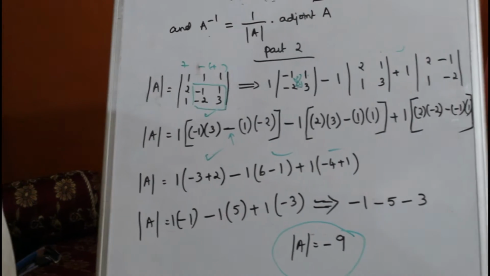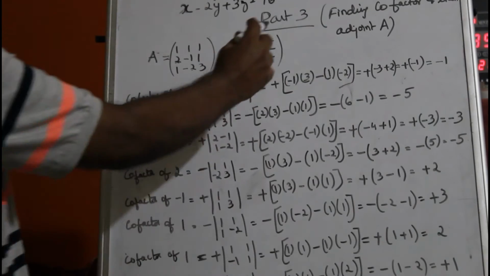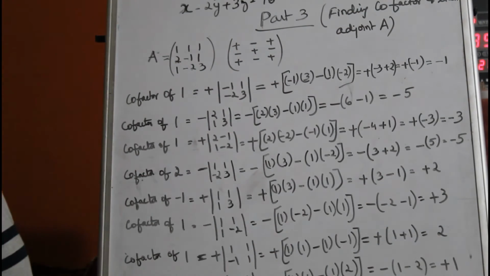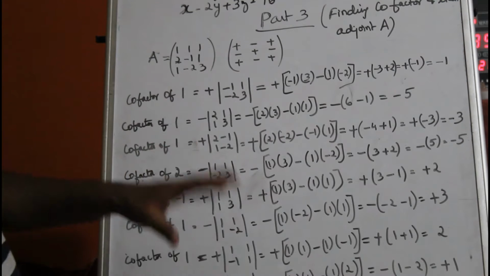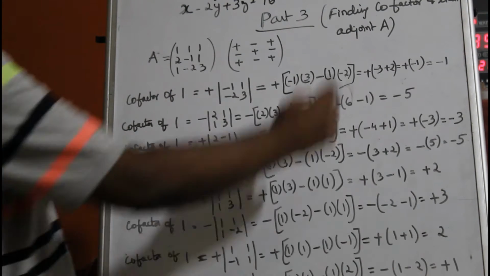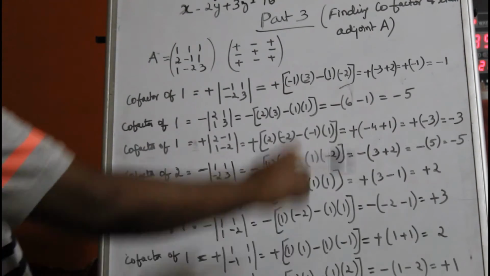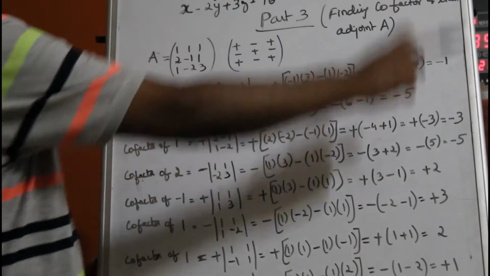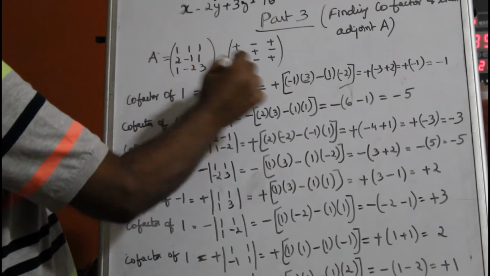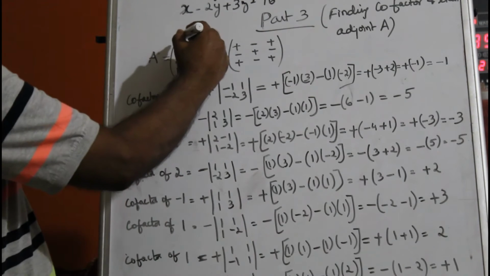Next you must do adjoint A. That is called part 3, a very lengthy process you must do. You must be very careful in this, students are bound to make mistakes. We have to find the cofactors and then the adjoint. Remember, our main aim is to find the adjoint. First you have to find the cofactor of the 9 numbers of the coefficient matrix. So the first one is called 1.